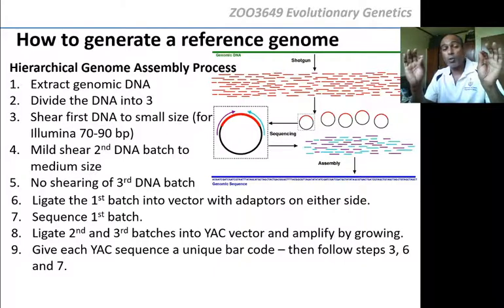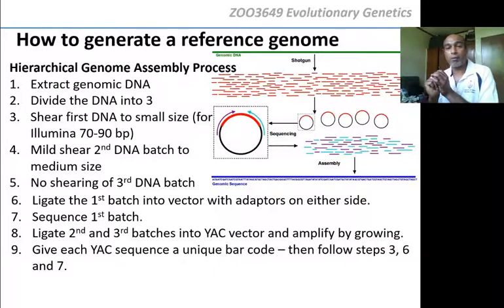So now, what do you have after 9 steps? You have DNA sequences from the same individual for different sizes of DNA. You've got millions or billions probably of tiny little pieces. That's from your first batch. You've got millions of medium pieces from your second batch. And you've got also millions of big pieces from your third batch. Actually, probably not millions, probably thousands of big pieces, right?